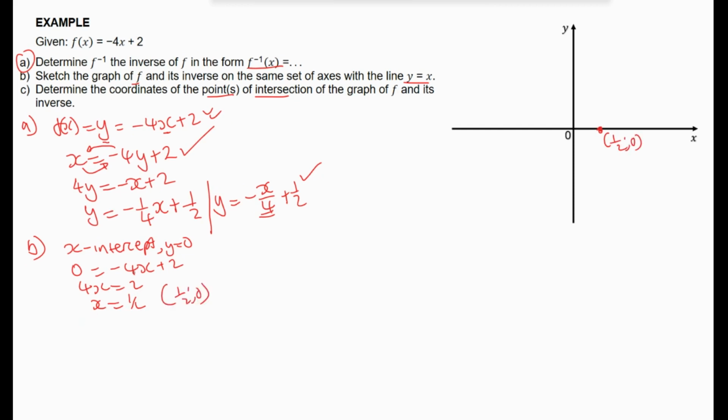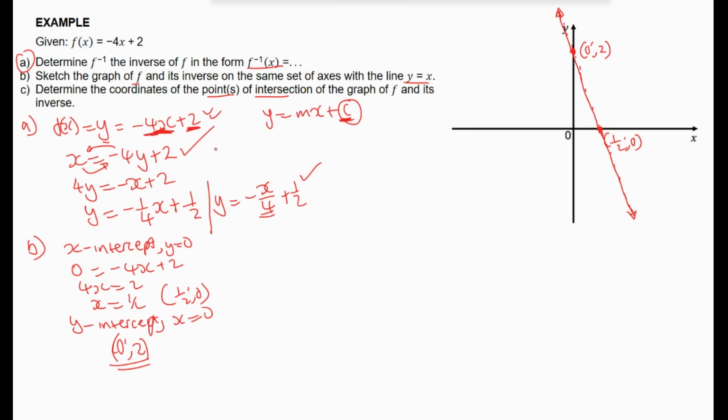Then the y-intercept, x = 0. But now, even from the value of c, remember y = mx + c. This c gives you the y coordinate of the y-intercept. So it means our y-intercept is (0, 2). If you substitute 0 where there's x here, you get y as 2, (0, 2). Okay, and then we can sketch the graph of f. Right, and then let's sketch the graph of the inverse.